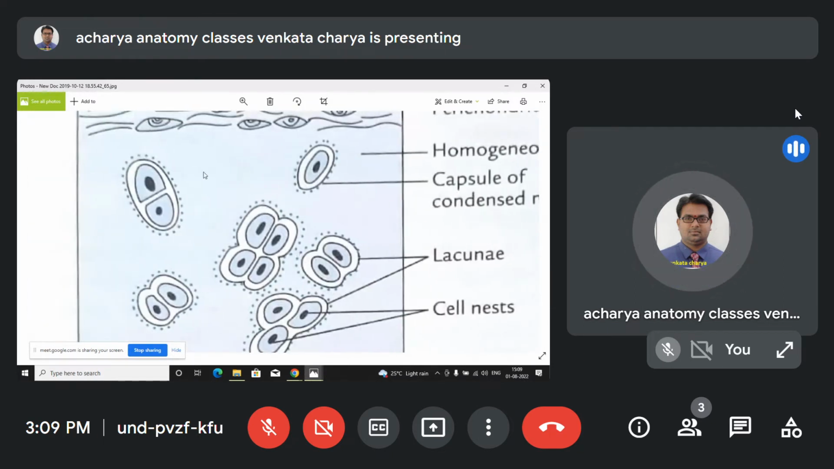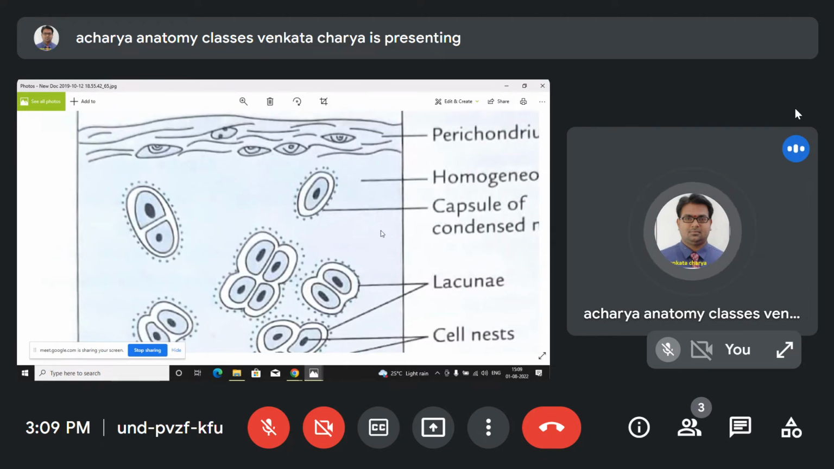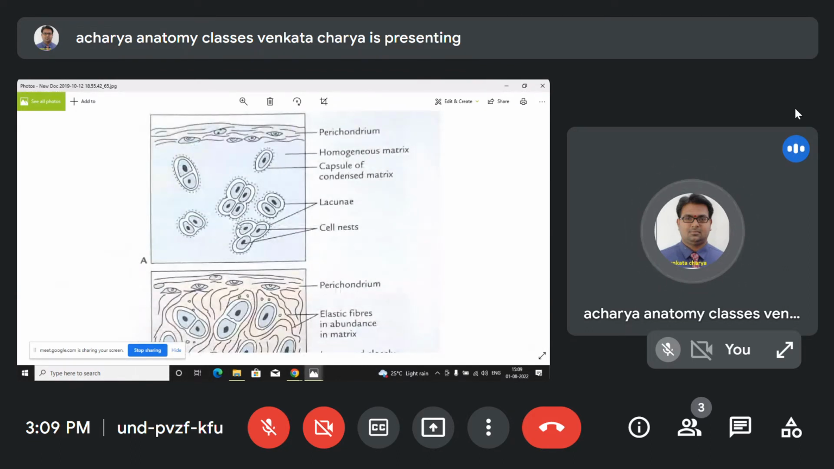Okay. So you must draw with the first blue color. In the blue color you draw the chondrocyte. In each chondrocyte there is the presence of a nucleus and the chondrocyte cell membrane. Then the lacunar space, lacunae, is also present. So this is a histology diagram of the hyaline cartilage.